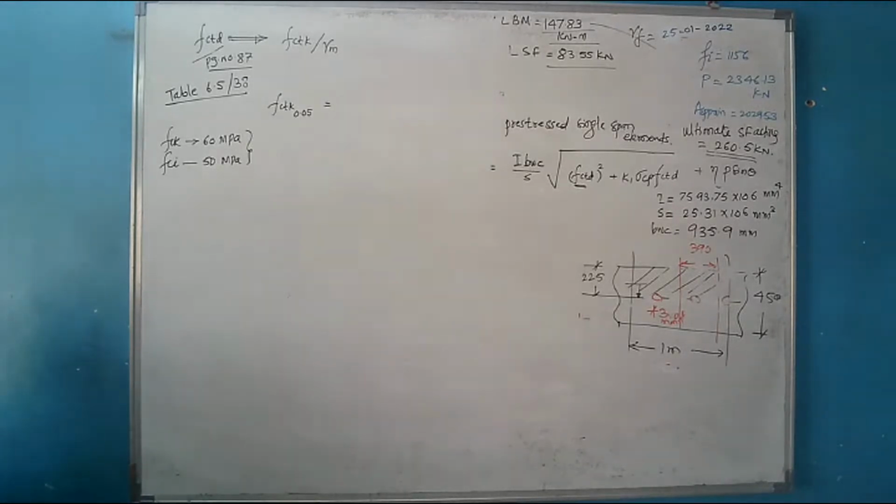All these definitions are given. How much is the value of fctk? 2.8. You are right, Amir. Thank you.